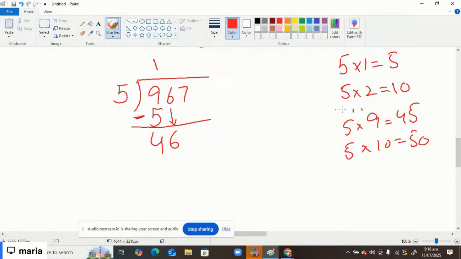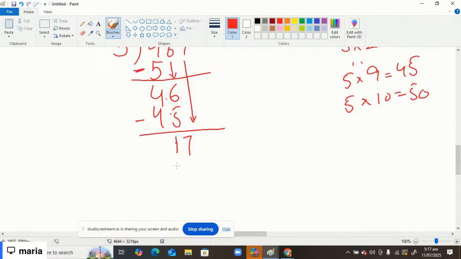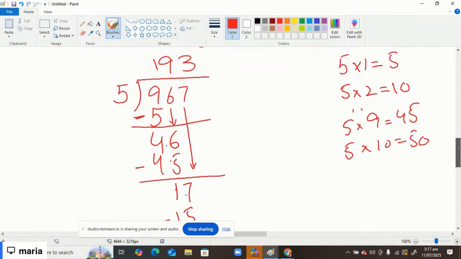So what is the smaller number? That is 5 times 9. So 5 times 9 is 45. So 46 minus 45, how much is left? 1 is left. Now again we bring down the 7. Now we know that 5 times 2 is 10, 5 times 3 is 15, and 5 times 4 is 20. So we put 5 times 3 is 15, because 5 times 4 is 20, which is greater. So 17 minus 15 is 2. Now there is no number left.